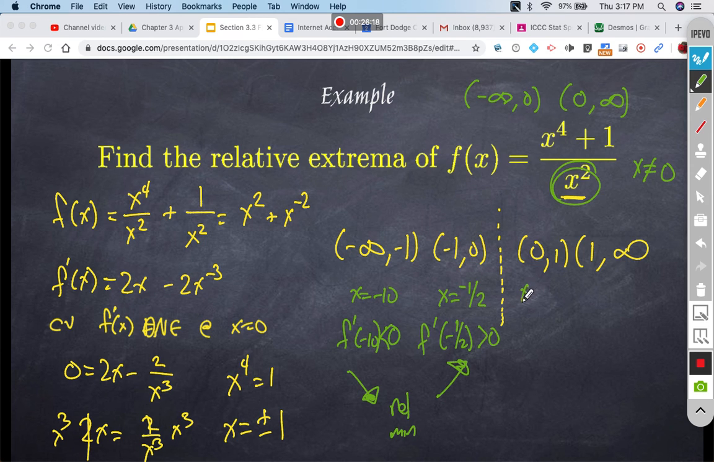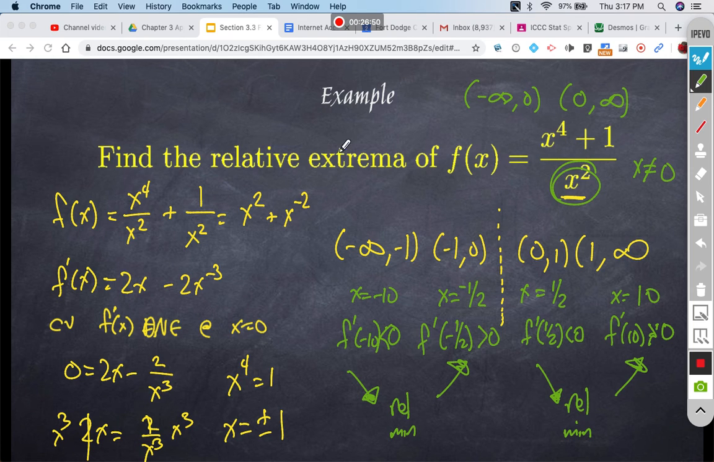When I come over here, I try x equals a positive 1/2. I'm going to get that the first derivative is negative again. So here we're going down. And at x equals 10, my first derivative is going to be positive. So we go up. So this is again a relative min. This one does not have a relative max.